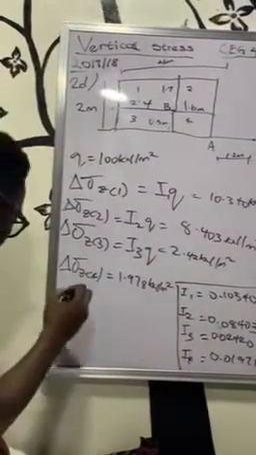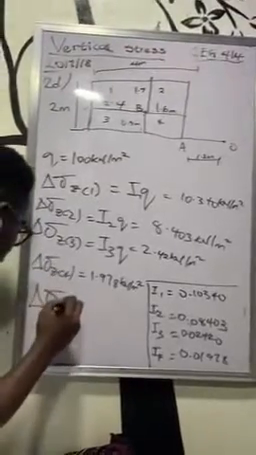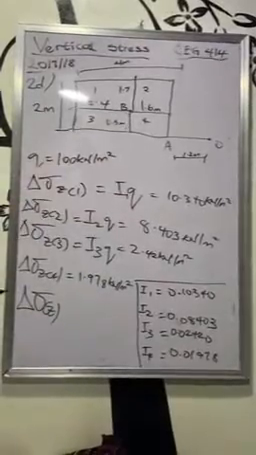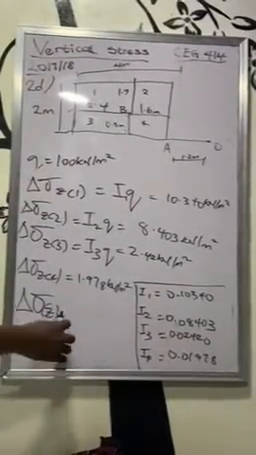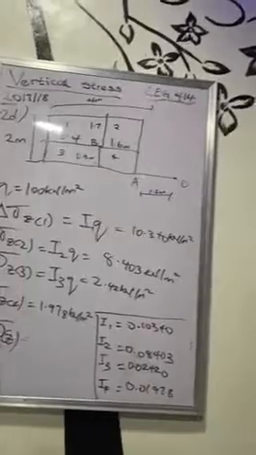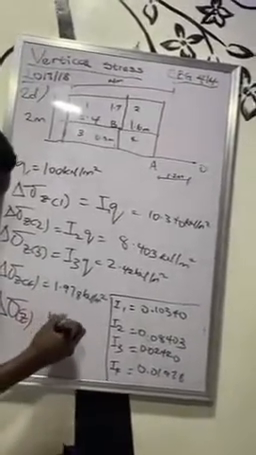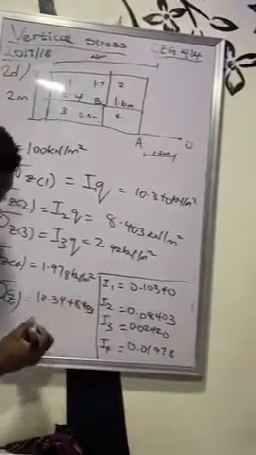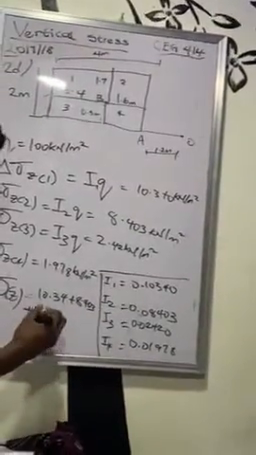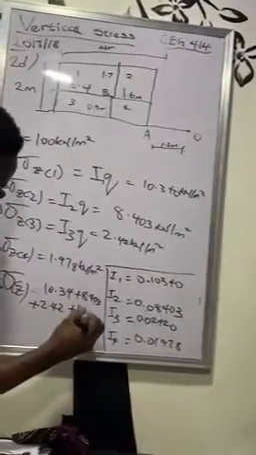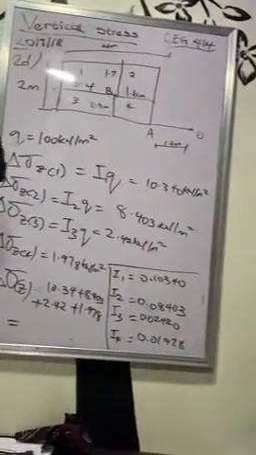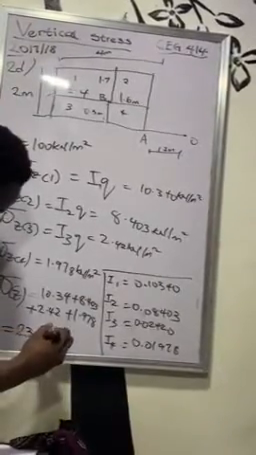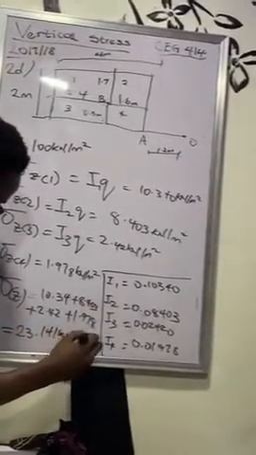So to get my total vertical stress at this point B of this rectangularly loaded area, it's just the summation of all these four. 1, 2, 3, 4. So I'll have 10.34 plus 8.403 plus 2.42 plus 1.978, and this should give me about 23.141 kilonewton per meter square.